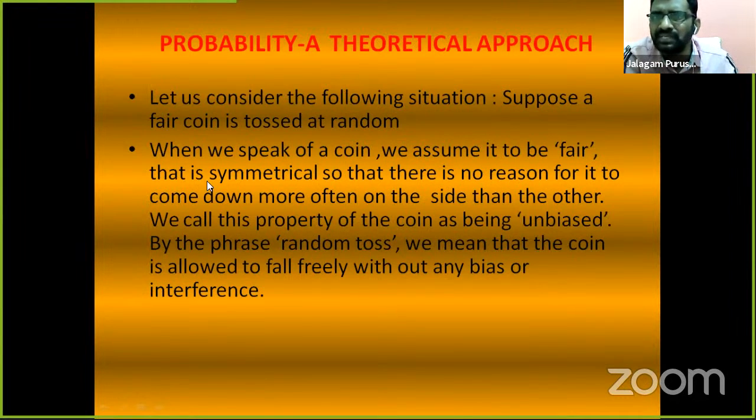We assume it to be symmetrical, so that there is no reason for it to come down more often on one side than the other. We call this property of the coin being unbiased. By the phrase random toss, we mean that the coin is allowed to fall freely without any bias or interference. The coin must be fair and unbiased, and we toss it freely. We don't force it.